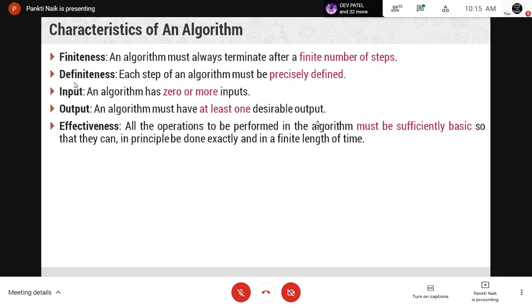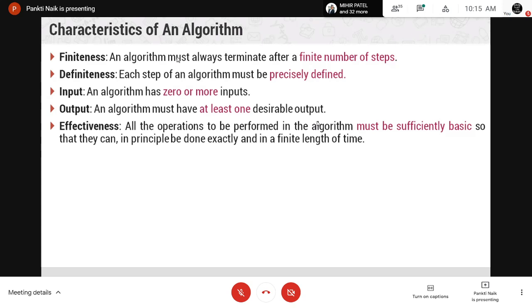Next is speed. Algorithms are written using some specific ideas, but such an algorithm should be efficient and should produce the output with fast speed. It means the time complexity of the algorithm must be low. Next is finiteness, which we already discussed. The algorithm should be finite. That means after performing the required operations, it should terminate. So these are the different properties and characteristics of the algorithm.